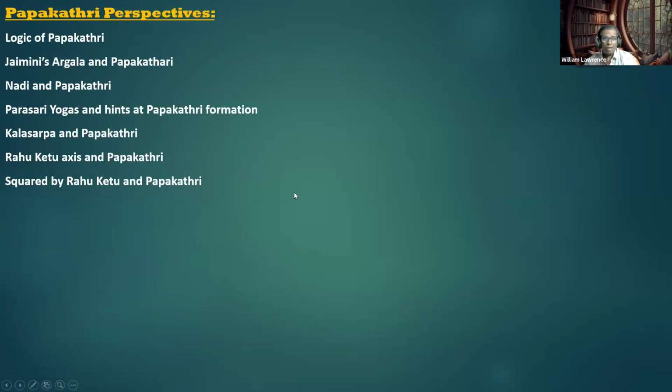I've just spoken about the logic of Papakatri. There is something very interesting from Jaimini's Argala and Papakatri. This is very, very important. So see, in Jaimini's Argala, a planet in the second, planet in the third, fourth, and also secondary planets in the fifth do influence a planet. This is one condition. It's called Shubha Argala. If there is a malefic, it's a Papa Argala.